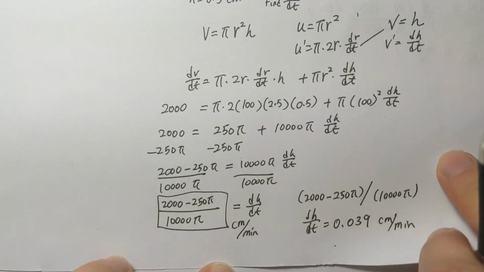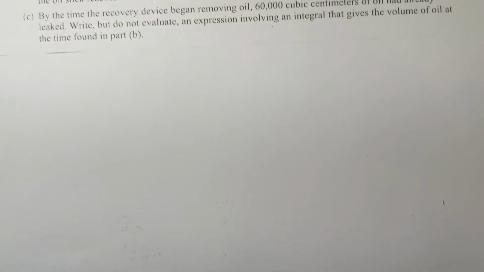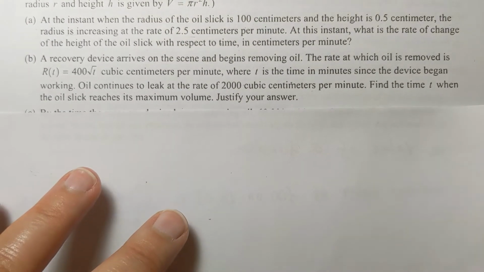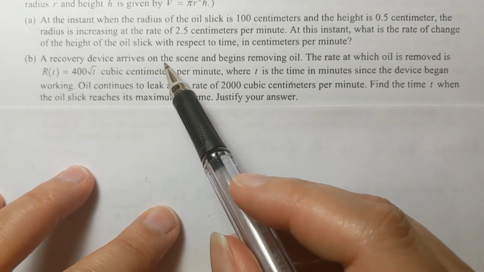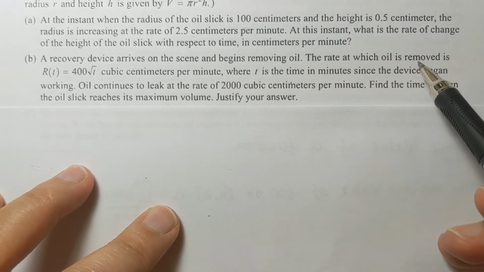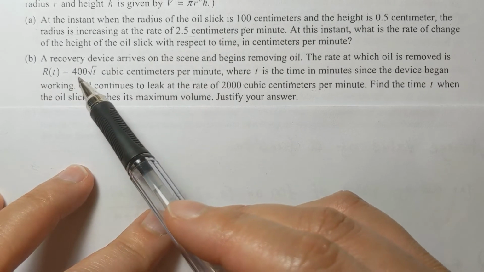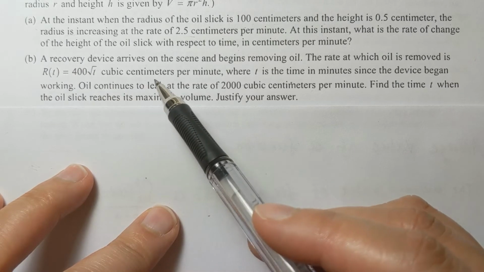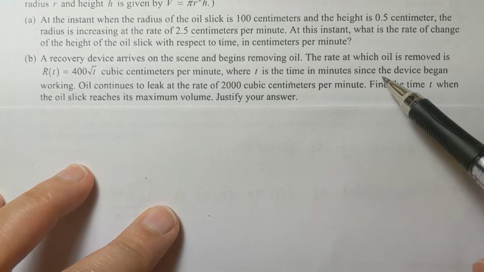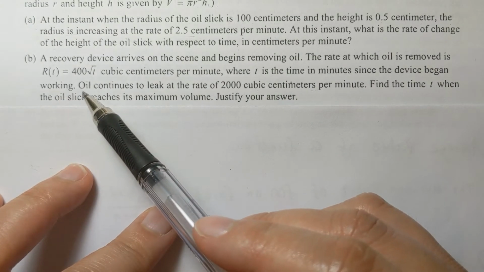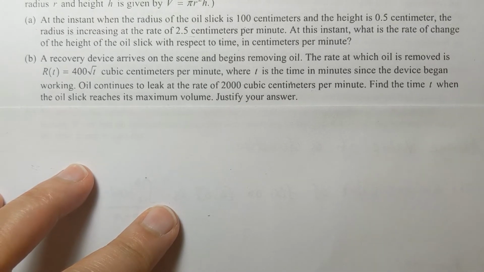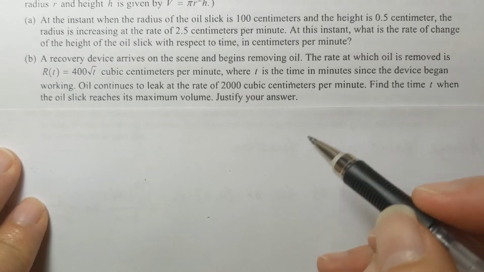Now let's go to part B. Part B says that a recovery device arrives on the scene and begins removing oil. The rate at which oil is removed is R(t) equals 400 square root of t cubic centimeters per minute, where t is the time in minutes since the device began working, and oil continues to leak at the rate of 2,000 cubic centimeters per minute. Find the time t when the oil slick reaches its maximum volume.